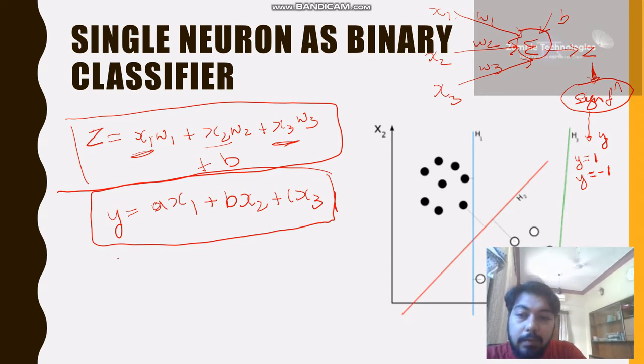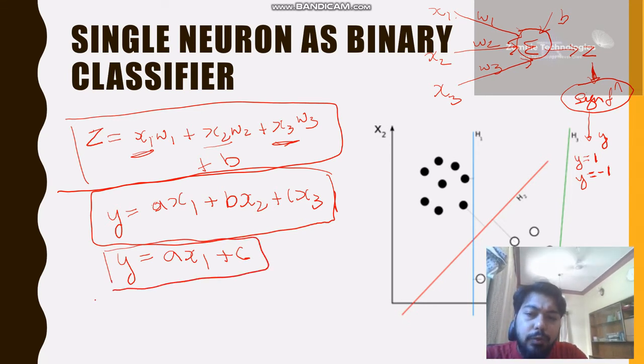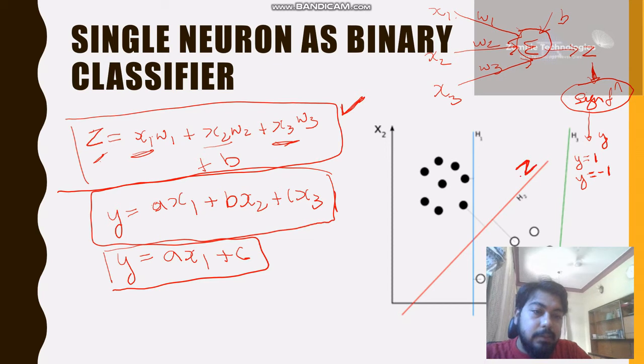In a single dimension we write it like ax1 plus c. This is nothing but the equation of a line in a single dimension. In two dimensions, one dimension would be y and the other dimension would be x, the relation of x and y. As you can see, this is also the equation of a line. This is a linear equation, simply linear multiplication and linear addition. So we can represent this Z by a line like this.